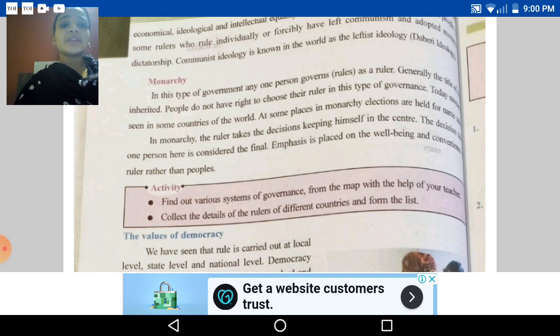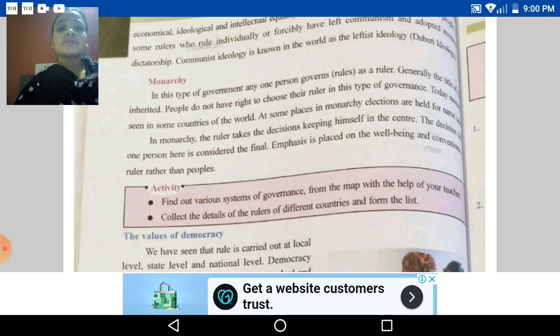Today, monarchy is in some countries of the world. At some palaces in monarchy, elections are held for name's sake. So, monarchy is there in some countries. In India, what is it? Democratic. But in England, for example, kings and queens run the government. So people's voting is not needed. There it is from heredity.